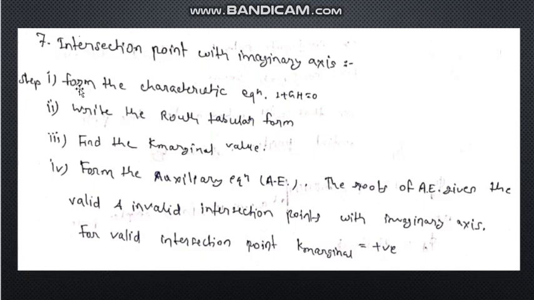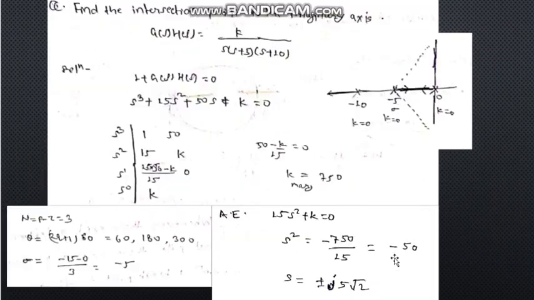You have to find the intersection point with the imaginary axis. To calculate it, form the characteristic equation 1 plus G(s)H(s) equal to 0. Write the Routh tabular form. Find the k marginal value. You know what is k marginal value? At which the poles are at the imaginary axis. Form the auxiliary equation. The roots of the auxiliary equation will give you valid and invalid intersection points with the imaginary axis. For a valid point, k marginal should be positive.